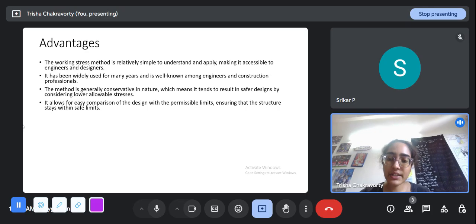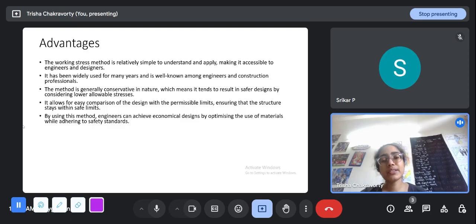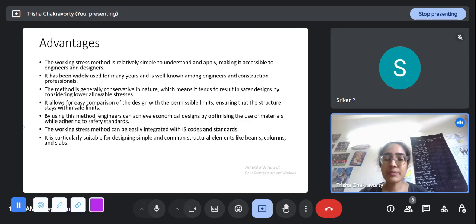It allows for easy comparison of the design with permissible limits, ensuring that the structure stays within safe limits. By using this method, engineers can achieve economical designs by optimizing the use of materials while adhering to safety standards. The working stress method can be easily integrated with IS codes and standards, and in fact, the IS codes, like the last two divisions, mostly were on the working stress method. It is particularly suitable for designing simple and common structural elements like beams, columns, and slabs.